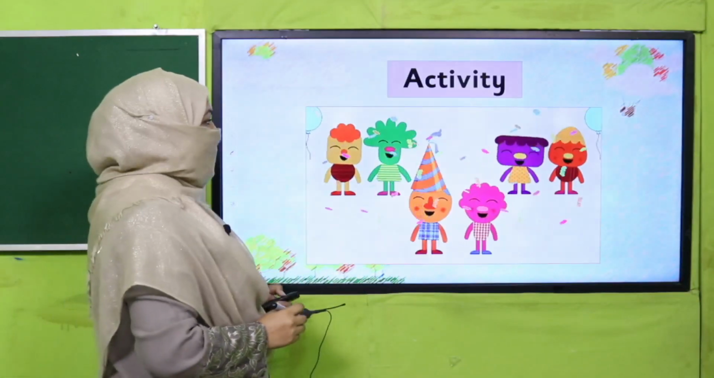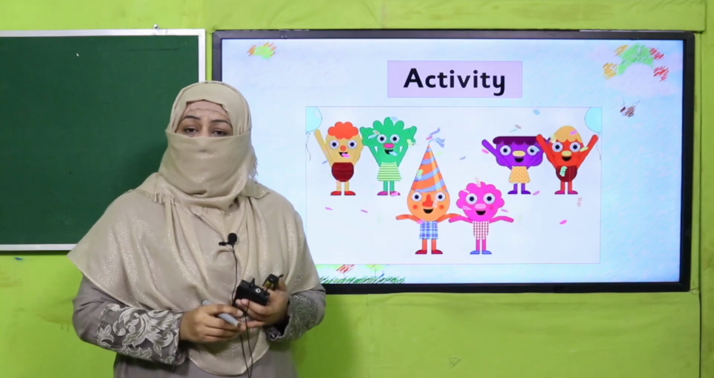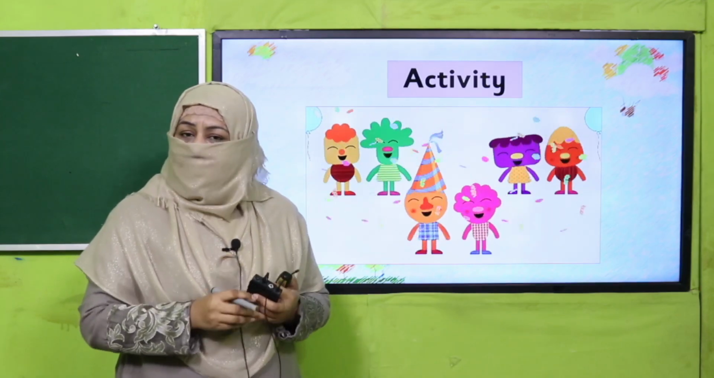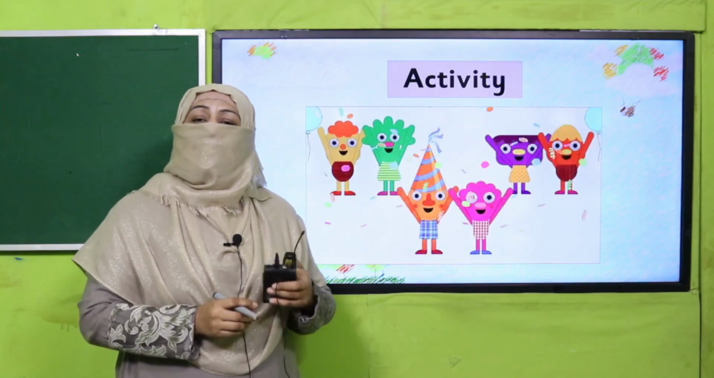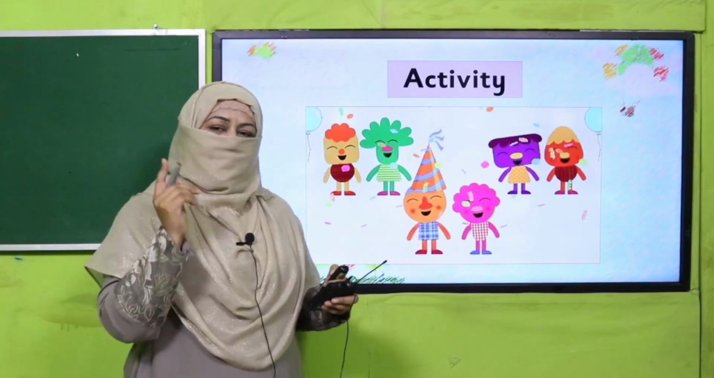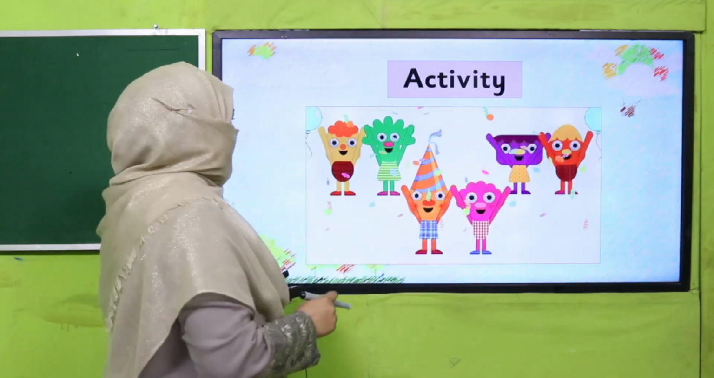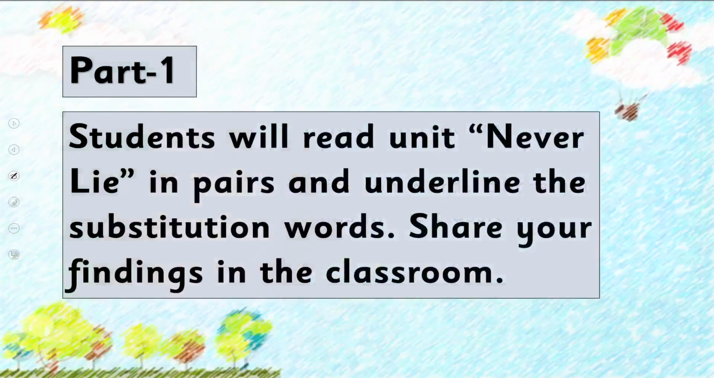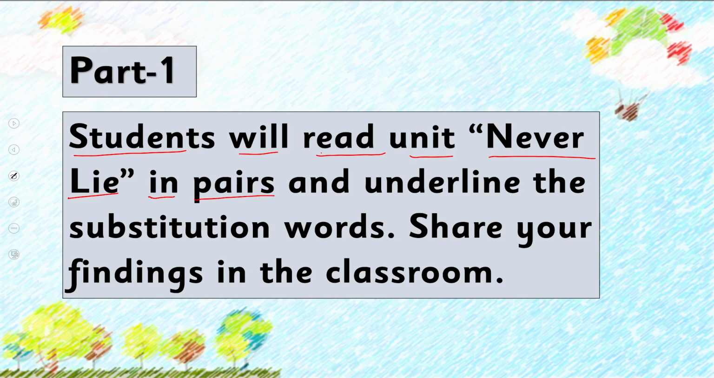Are you getting it? Good. Okay. So, these are the substitution words. We find which substitution word we are using to replace our naming word. Let's practice it through an activity. The activity is, students will read the unit Never Lie. Read your unit in pairs and underline the substitution words. Share your findings in the class.